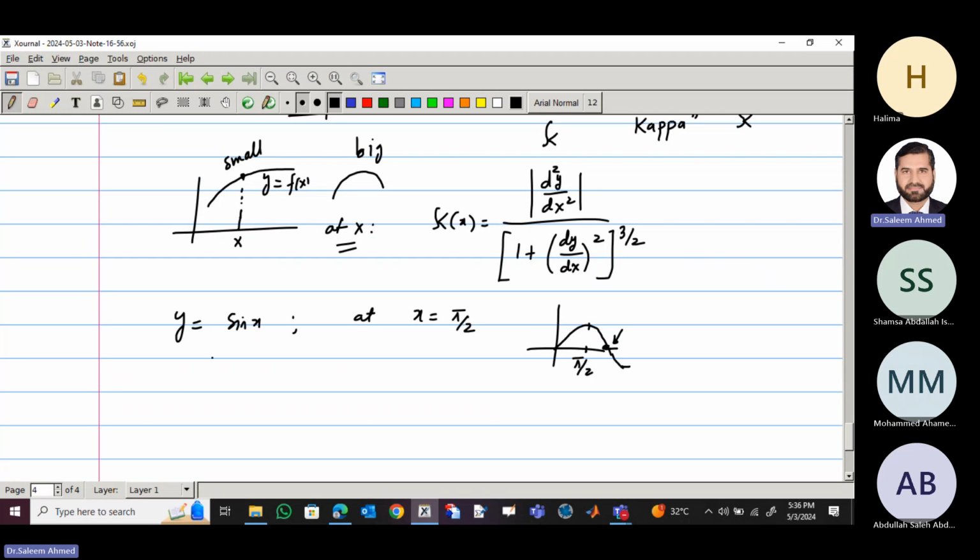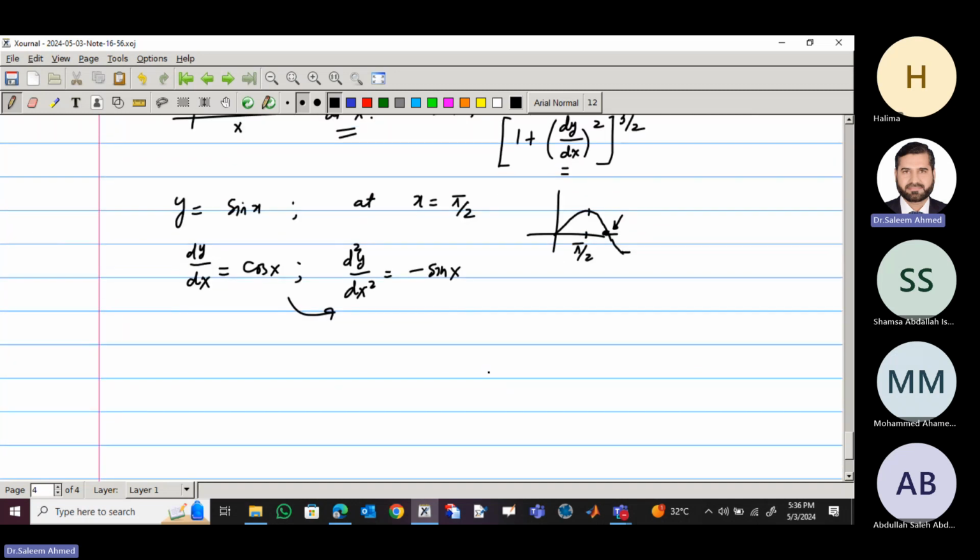If you have y is equal to sine x, I need first and second derivative. dy by dx is cos x, the first derivative, and then the second derivative. The derivative of cosine is minus sine x. So at x is equal to pi by 2, dy by dx becomes cosine pi by 2, which is 0, and the second derivative at pi by 2 is minus sine pi by 2. Sine pi by 2 is 1, so it is minus 1.